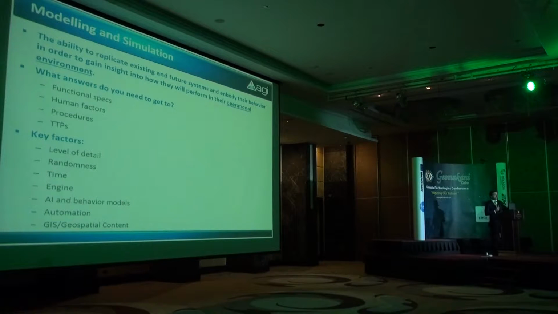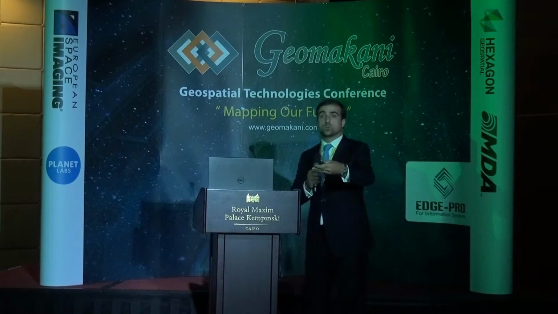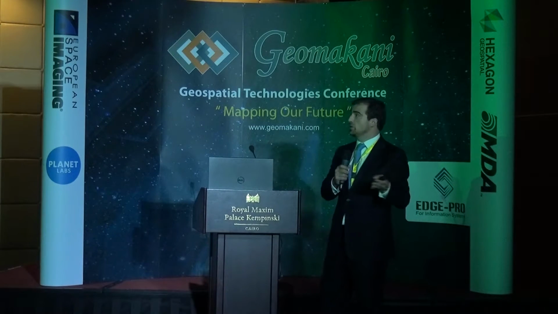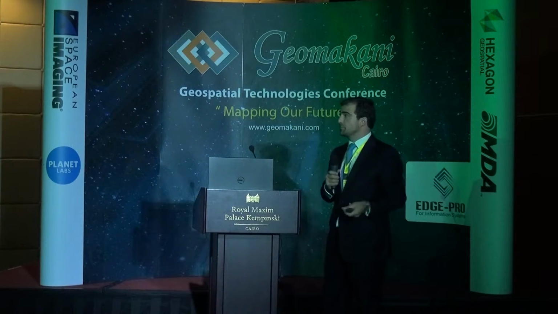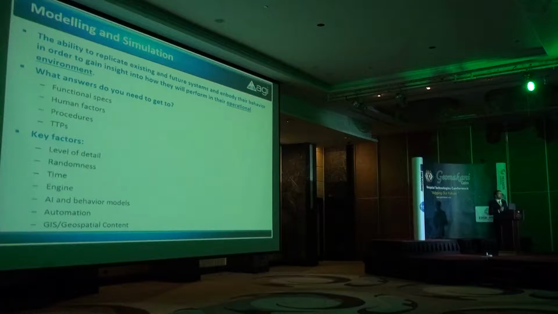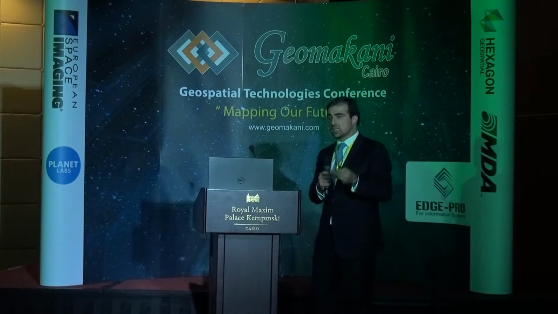And some key factors are the level of detail of your simulation: you need to model high-level assets, you need to model components. Do you need to introduce randomness in order to add more realism to your simulations? Do you need to run it in real time with humans in the loop, or can you afford to do it faster than real time? What's the simulation engine? Is it going to be centralized, or is it going to be distributed? And do you need artificial intelligence to play the red forces, for instance? And also the level of automation and the level of GIS, geospatial content, which more often than not can be geotypical instead of geospecific.